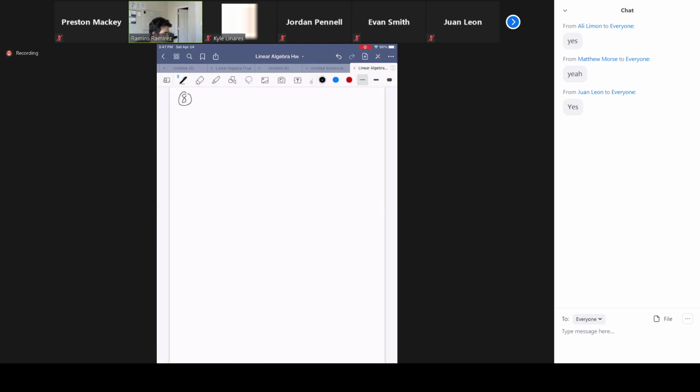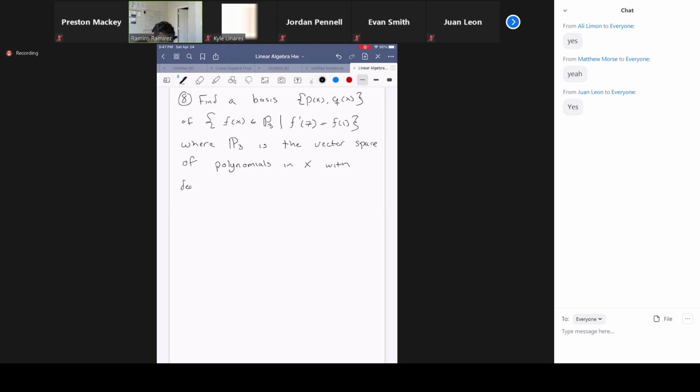Okay, so let's do problem 8. Find a basis, let's say P of X, Q of X, of the vector space, that's in P3, such that F prime at 7 is equal to F at 1, where P here is the vector space of polynomials in X with degree less than 3. Okay.